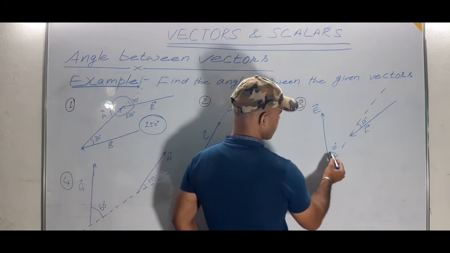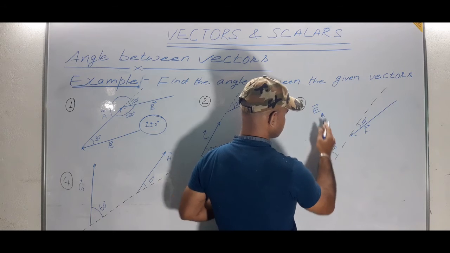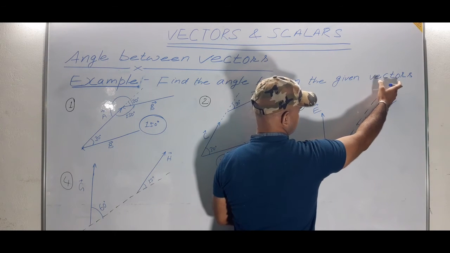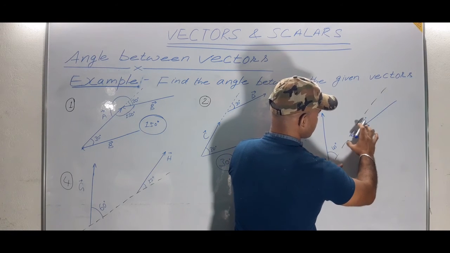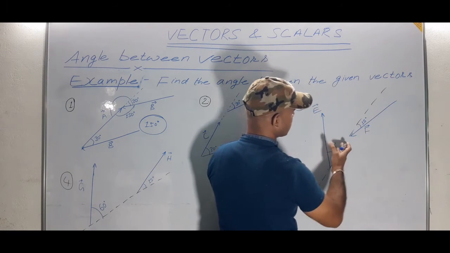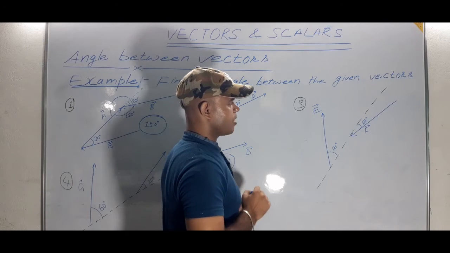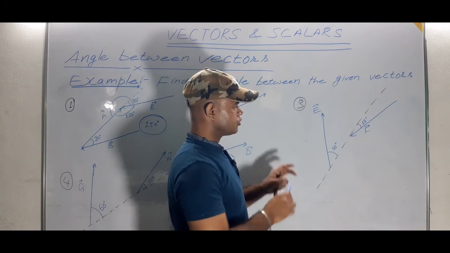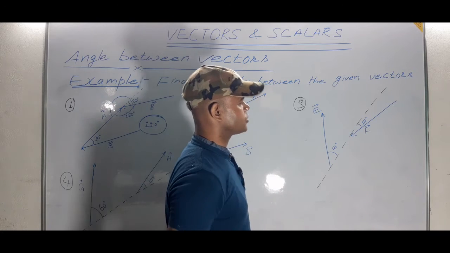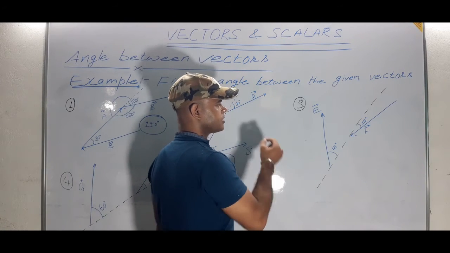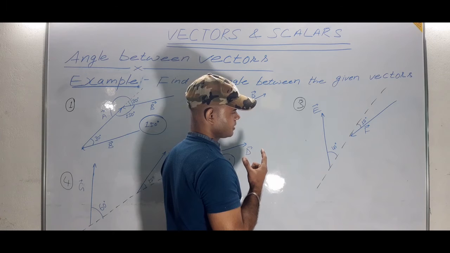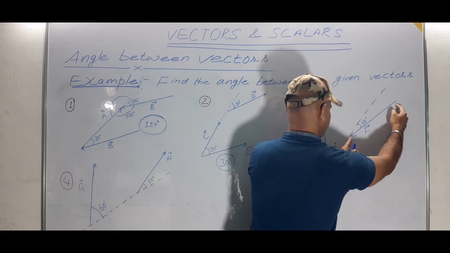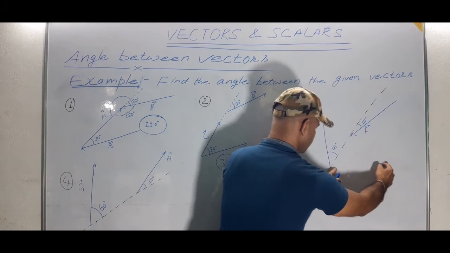This angle is 45 degree. This E vector is making 45 degree with this black line, and this F vector is making angle 15 degree with this black line. Step number 1, either tails or heads must touch each other. These two vectors are separated from each other, so they are neither touching heads nor tail. So what I am going to do is, first of all, I am bringing this vector, shifting parallelly, and here.